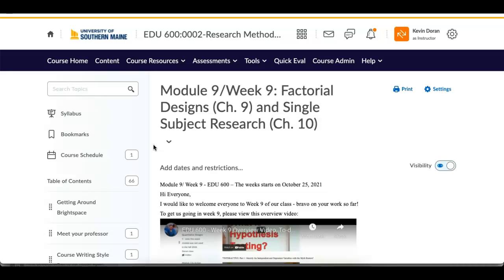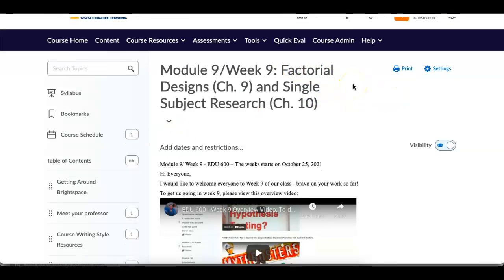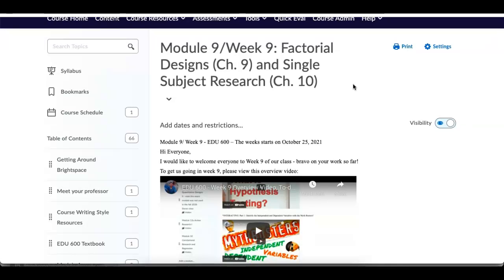We are now, hard to believe, in Module 9, or week number 9. This week we're going to be taking a look at a couple of topics. Actually, there's probably more than two because I shuffled back to review a couple of other topics. So I'll go right through them. The first one is factorial designs, and the second one is single subject research.